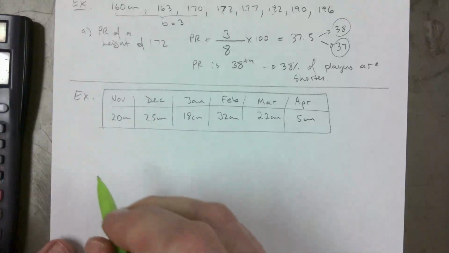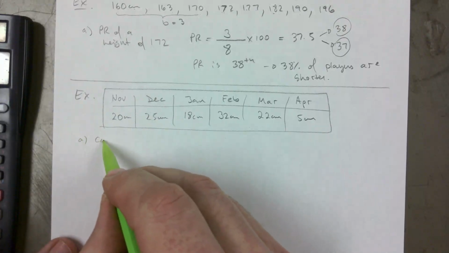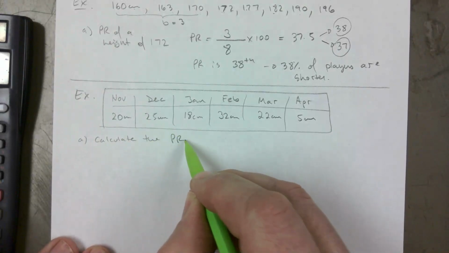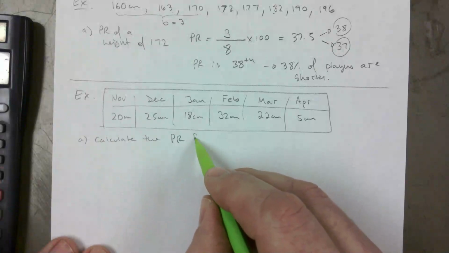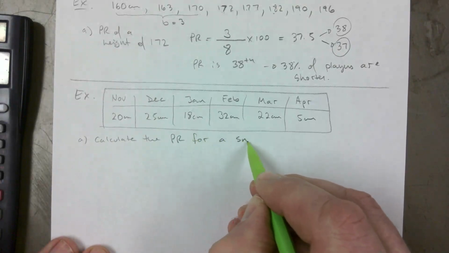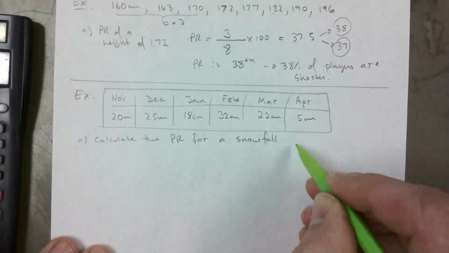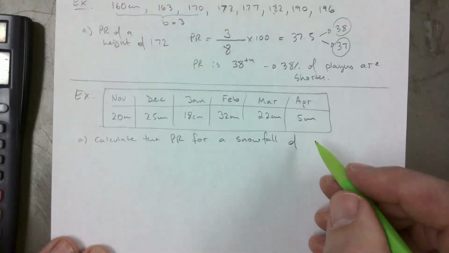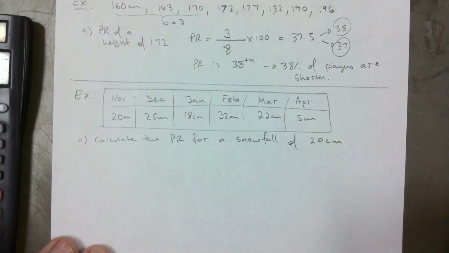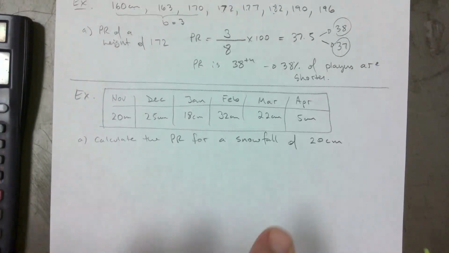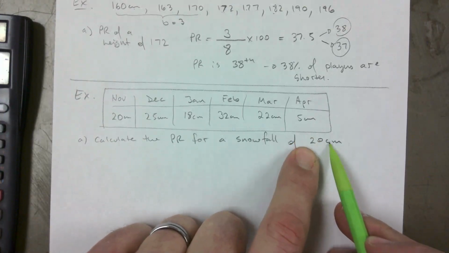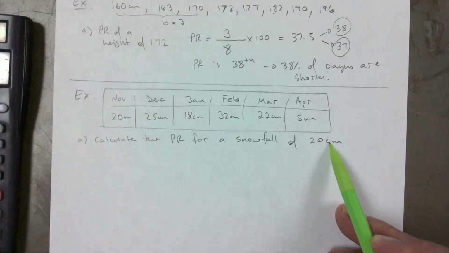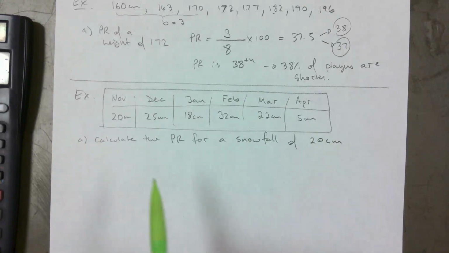So the question could ask, calculate the percentile rank for a snowfall of, let's say, 20 centimeters. It could have said that, or it could have said for the snowfall of the month of November. So you got to be somewhat careful.